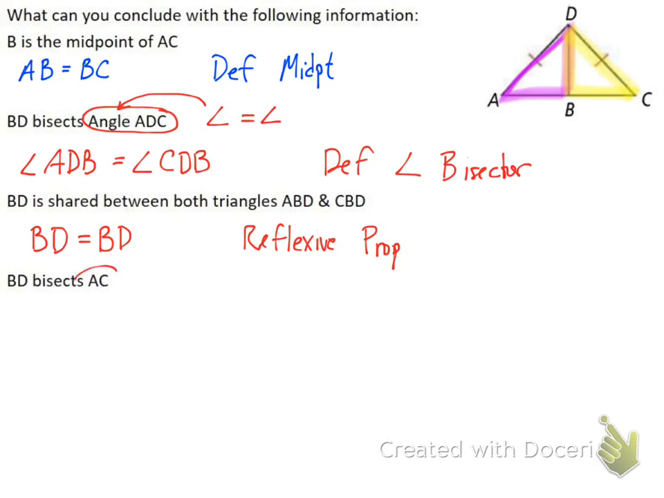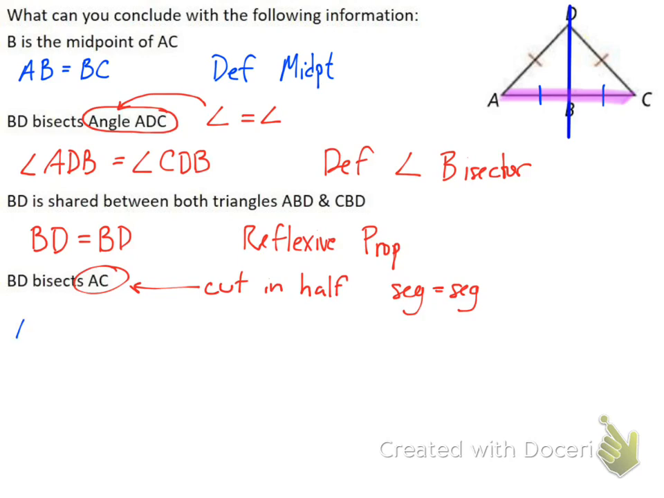And then the last one that we have here, BD is going to bisect AC, so AC is being cut in half. Since AC is a segment, it's going to mean that segments are equal to another segment. If I look here, DB is cutting this segment AC in half, and so I know that AB will be equal to BC, by definition of a segment bisector.